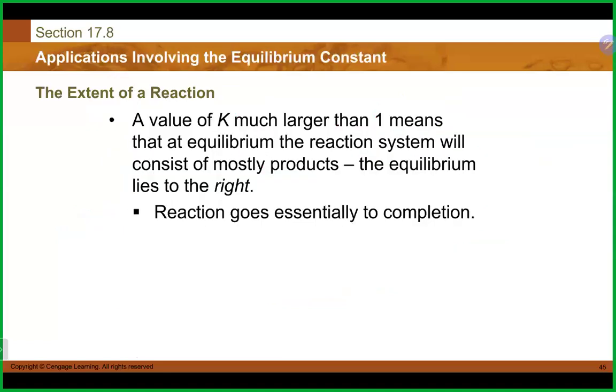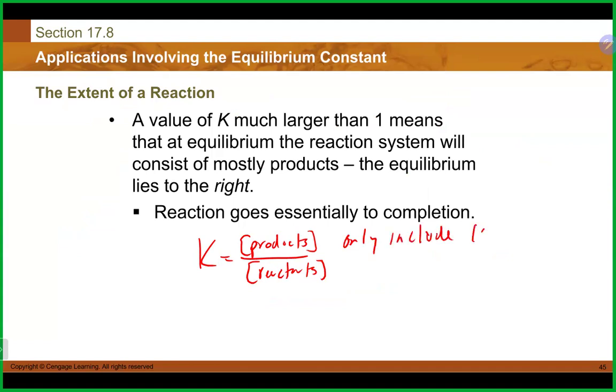Now, as we talked about a little bit before, when we talk about K, which is just a number in the equilibrium expression, which again is the concentration of our products divided by the concentration of our reactants. And again, we only include things that are aqueous or a gas. No solid or liquid is included in this expression.